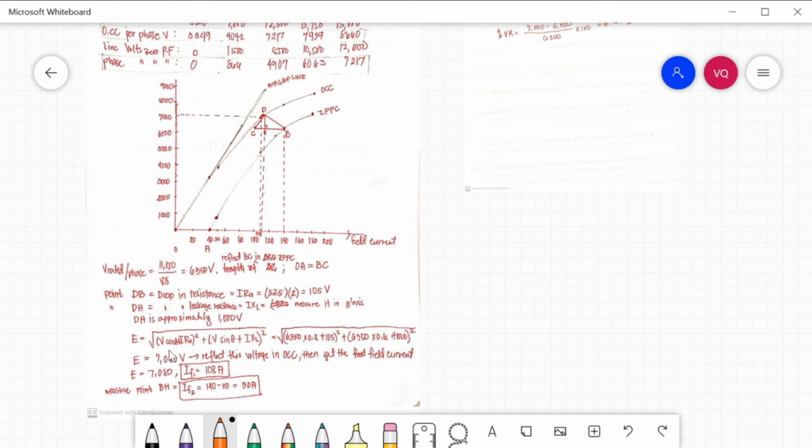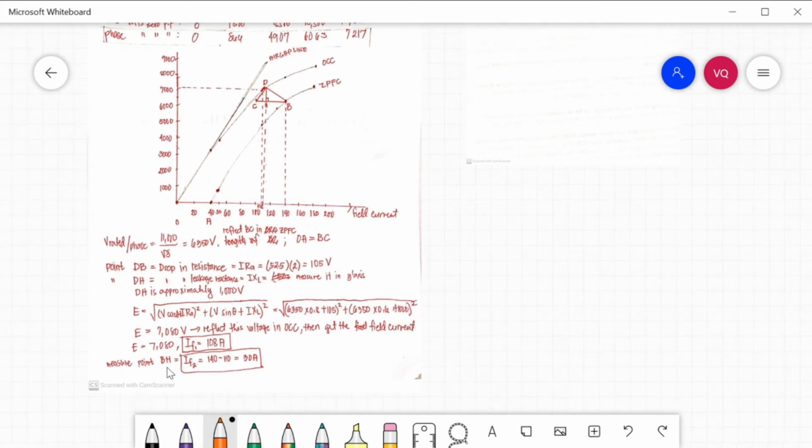Solving now your E, that is equal to the square root of V cosine phi plus the drop in IRA, squared, plus V sine phi, that is your power factor, plus IXL, squared. So V, 6,350 times the power factor 0.8 plus the drop in IRA, which is 105, squared, plus 6,350 times sine of the power factor, that is 0.6, plus 1,000, squared. So you will get 7,080 volts of E. Now we will reflect this value in our OCC, then get the field current. This is approximately here, 7,080. Then reflect it on the field current and you will get approximately 108 amperes. So that will be your IF1, 108 amperes.